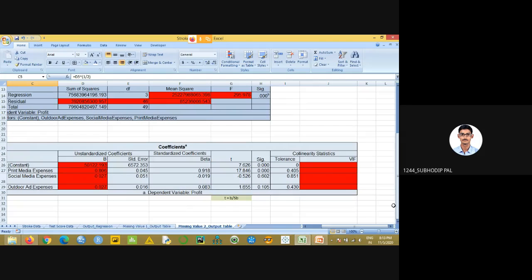Now coming back to this one. Can you calculate this? Yeah, 1 by tolerance. VIF is 1 by tolerance.